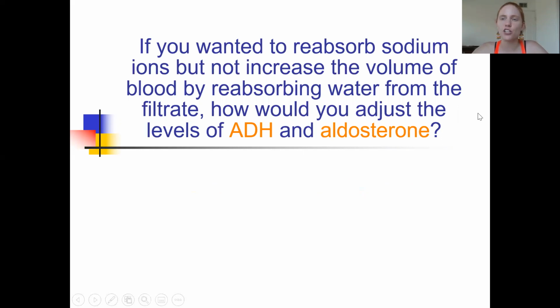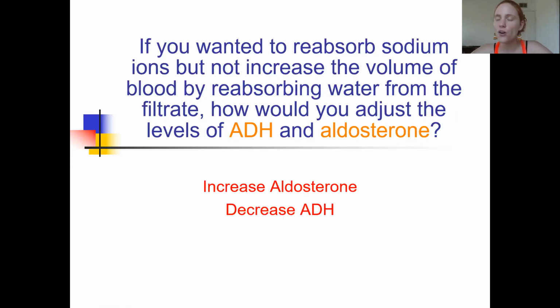Here let's look at a little scenario to see how we can adjust those. Say you want more sodium, but you don't want the water to follow it. How are you going to adjust the levels of ADH and aldosterone? If you want more sodium, you're going to secrete aldosterone. And if you don't want more water, you're going to decrease the secretion of ADH. So more aldosterone, but not ADH. That will get you sodium, but the water won't follow it. Remember that ADH only makes the tubule more permeable to water, so if it's less permeable to water, you'll take the sodium out, but the water won't follow it.